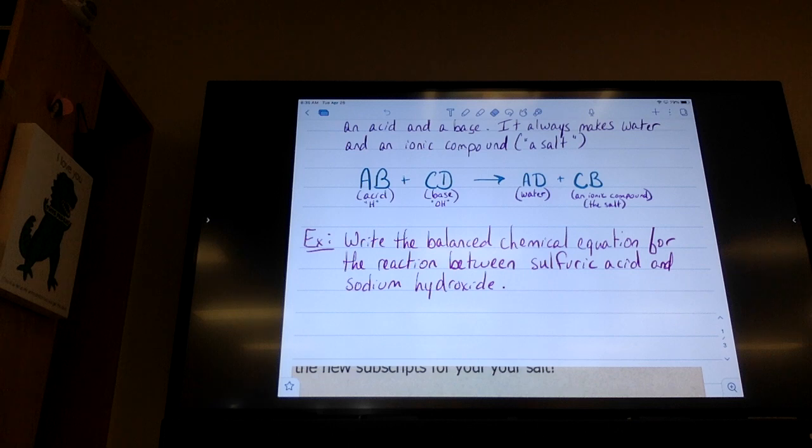All right. Now that you have it written down, I want you to write down the chemical formulas for sulfuric acid, then plus sodium hydroxide. This is going to help you practice for tomorrow. Sulfuric acid.